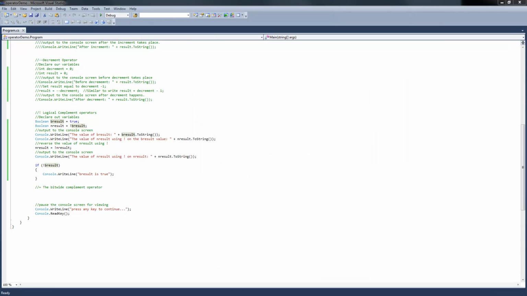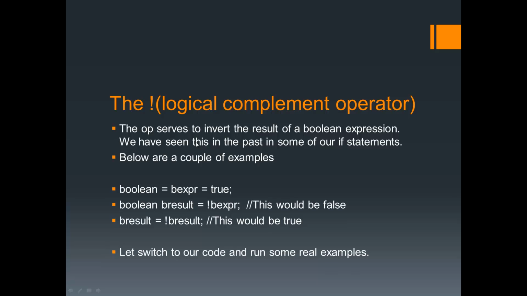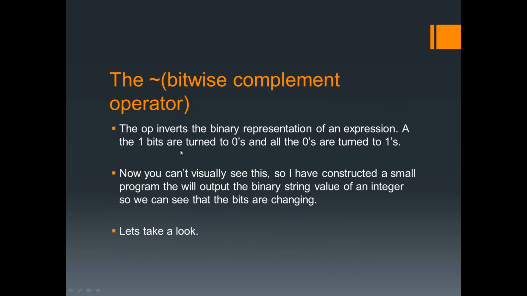Now the next one is a little more complex, and it's the bitwise complement operator. It's the tilde. This operator inverts the binary representation of an expression. Basically, all the 1s are turned to 0s, and all the 0s are turned to 1s.